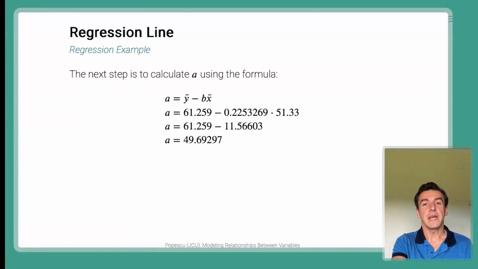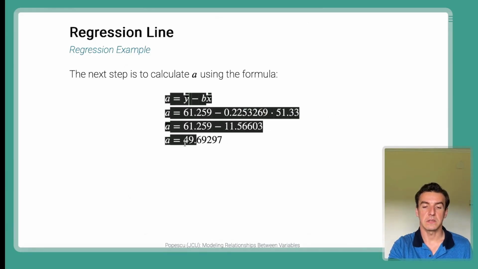Okay, the next step is to calculate the a, or alpha. The way we do this is by calculating this: alpha is equal to y bar minus b times x bar. We know the average life expectancy, so y bar is 61.259. We calculated the b, and then this is the x bar, the average urbanization. We do the algebra and we get to this value.